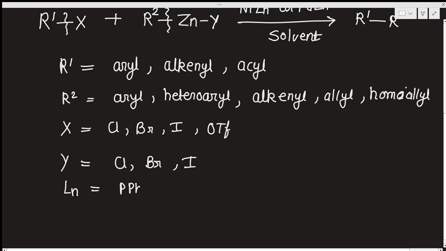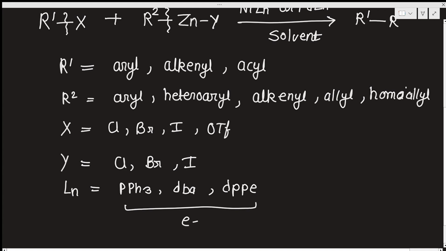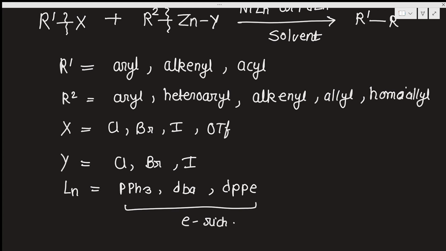These ligands may be PPh3 ligands. This may be DBA ligand or DPPE ligands. Actually, these all ligands are electron rich. Okay, these are electron rich, so they provide a better medium for the oxidative addition reaction. Okay, so these ligands are generally used.